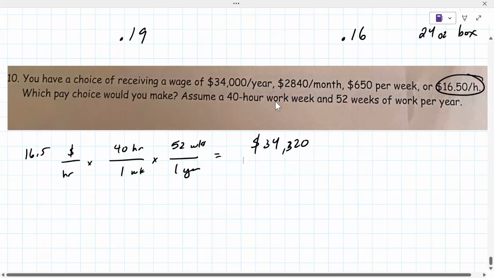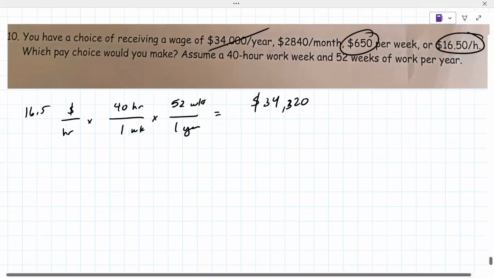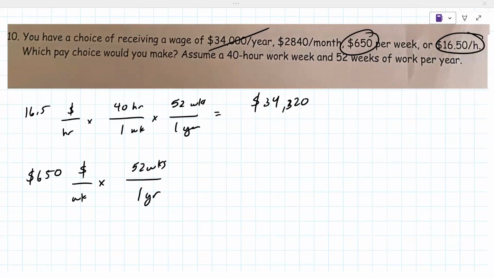All right. So that's a better value so far. That's better than the 34,000 per year, but now we have to do the 650 per week. So 650 for a week times 52 weeks in 1 year. You multiply 650 times 52, and you end up with 33,800. That's not as good, so we're still better with the hourly.